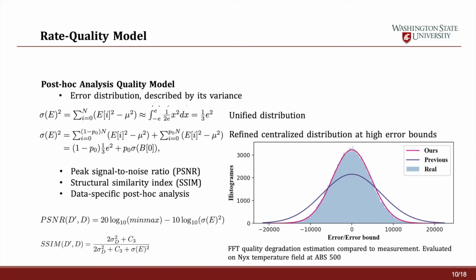And next, for the post-hoc analysis quality model, first we propose the error distribution described by its variance. And in most cases, the compressed error distribution will actually be a uniform distribution. However, on very high error bounds, we need to refine this distribution to a centralized distribution. And you can see on the right-hand side, this figure demonstrates the necessity of refining the centralized distribution compared with just using the uniform distribution in post-hoc analysis.